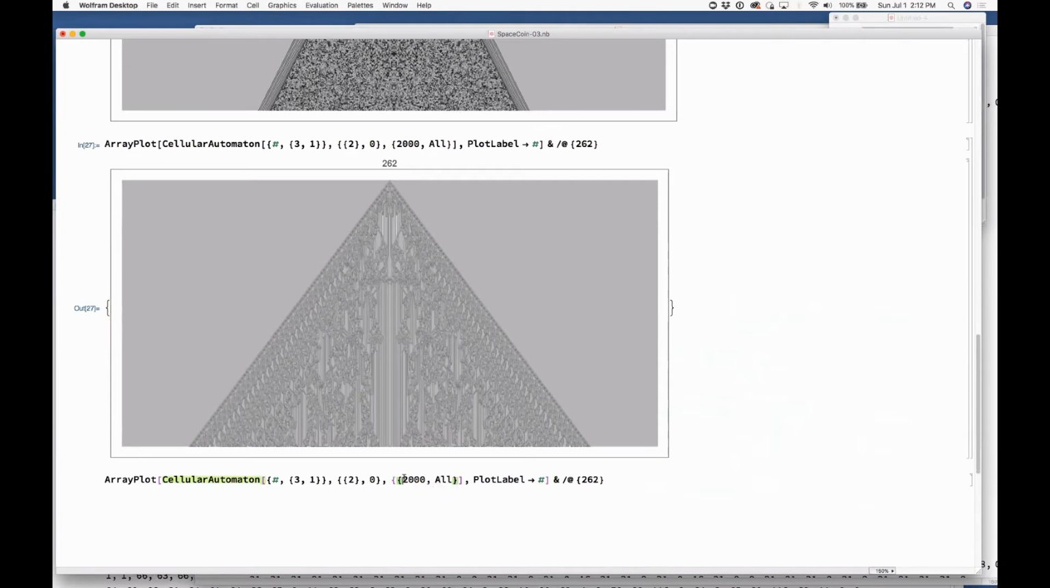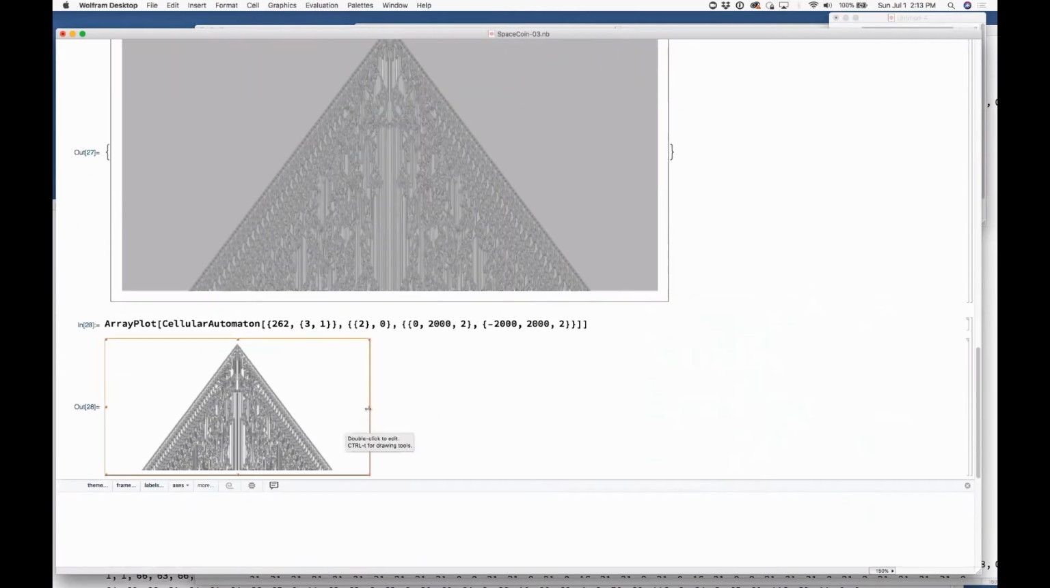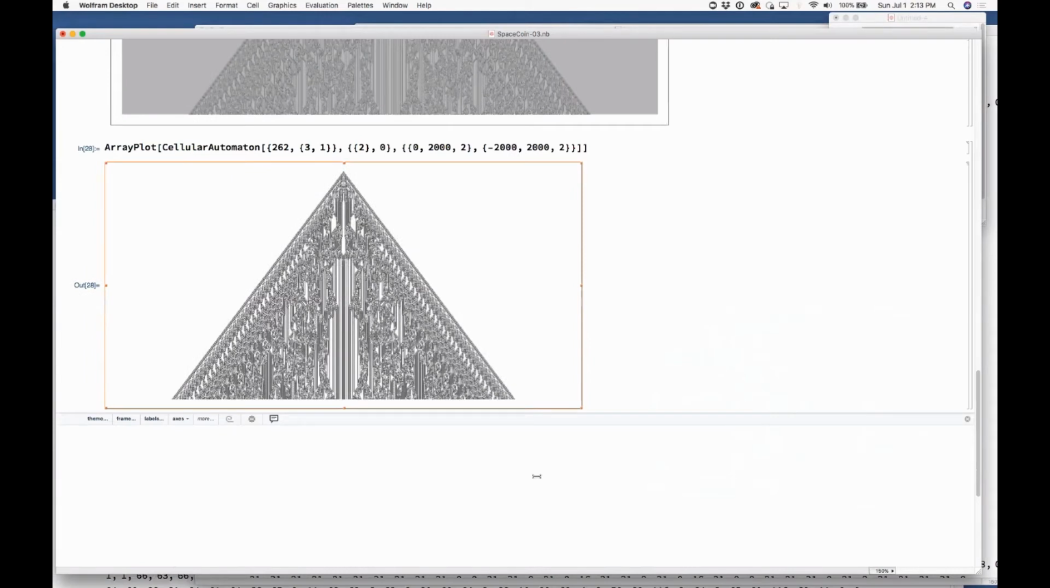Let's see. So I want 2000. In time, I want to go from 0 to 2000 in steps of 2. And in space, I want to go from minus 2000 to plus 2000 in steps of 2. Let's see what that looks like. And let's say 262 here. That's going to get rid of that nasty background that makes it hard to see what's going on. Okay, not that exciting. Well, let's see what it does if we go longer. So that's at 2000 steps.